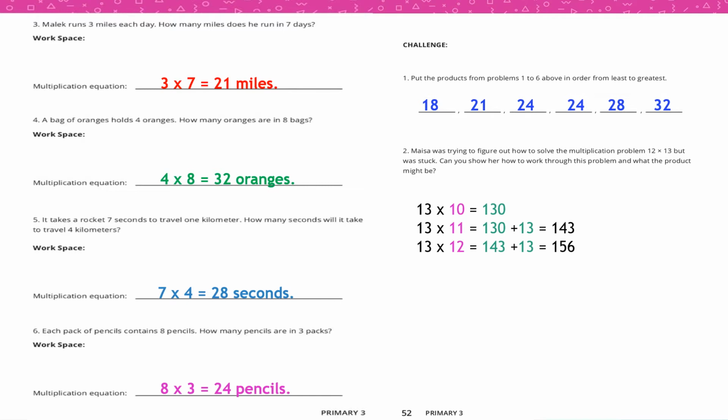143. You can do it by putting ones and tens. You can count by any strategy, you can find it. And now we found 13 times 11 equal 143. Now we want to find 13 times 12. So we will take 143 and add another 13. So it will be 156.